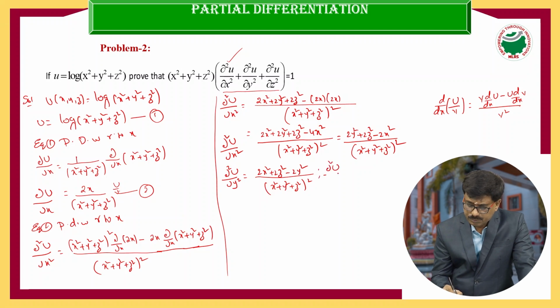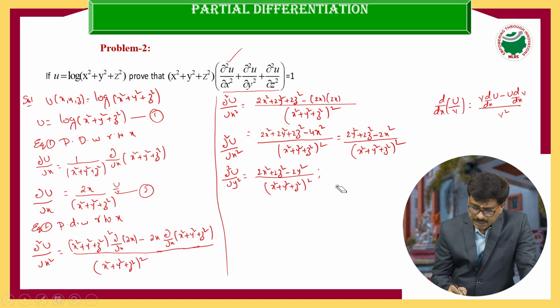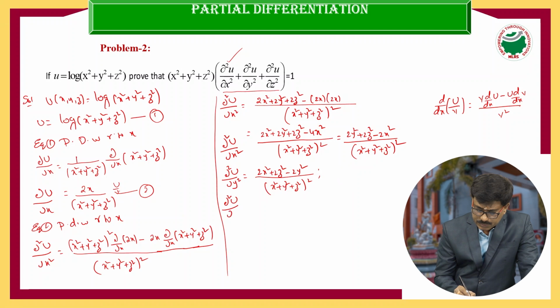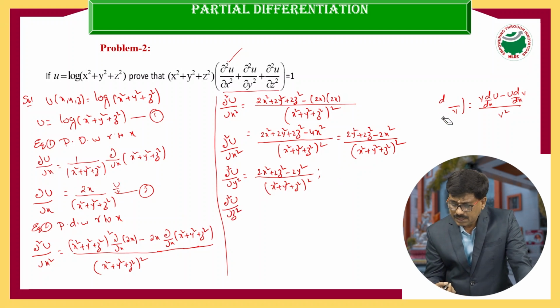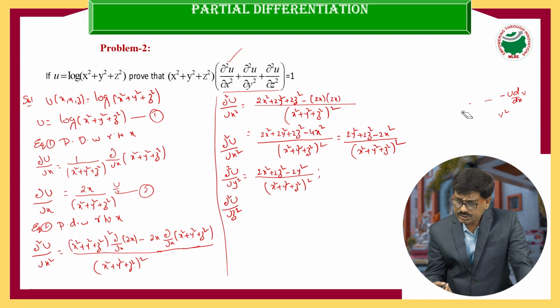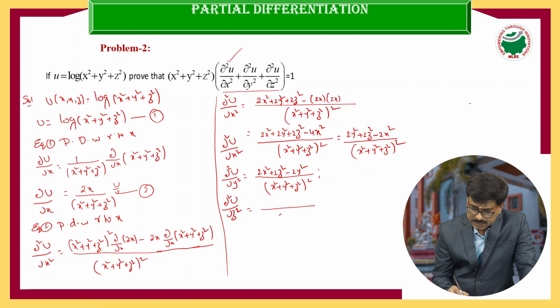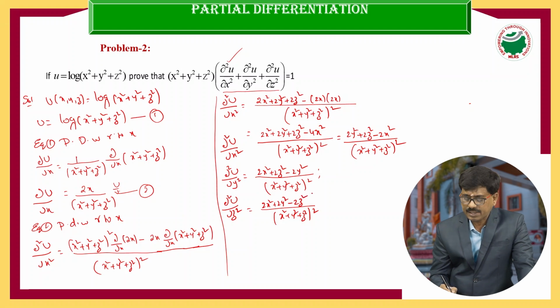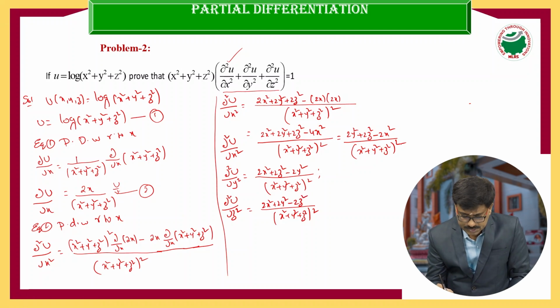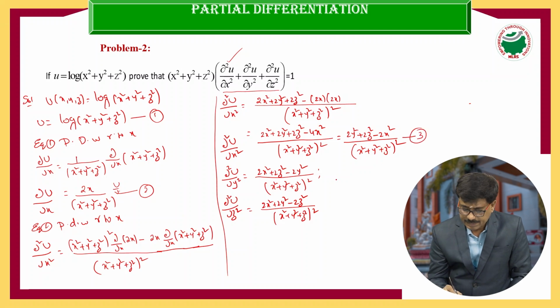Similarly, ∂²u/∂z² is equal to, how do you write this one? The denominator is (x² + y² + z²) whole squared, and this becomes 2(x² + y² − z²). Let us assume this may be equation number 3, this may be equation number 4, this may be equation number 5.